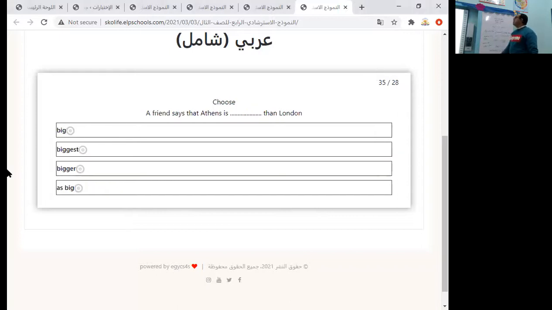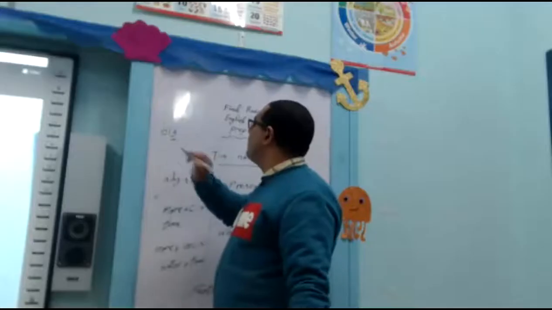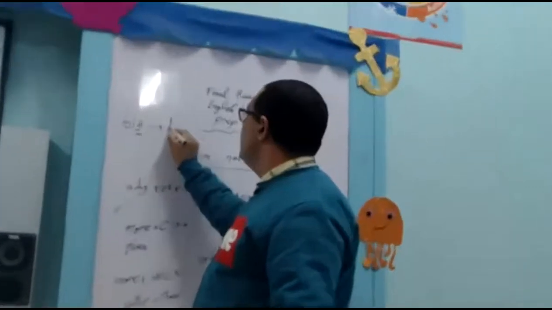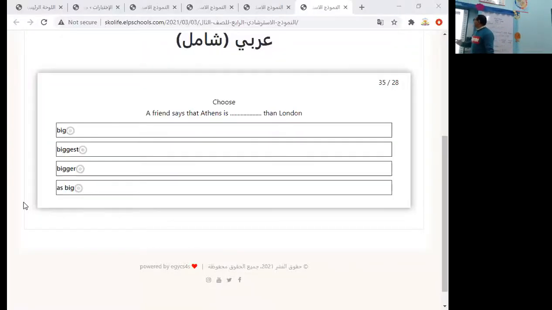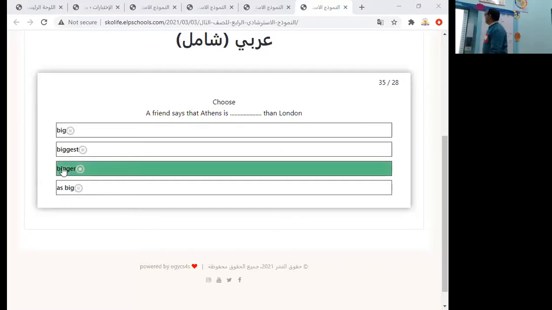It's a schedule. A friend says that Athens is space than London. Take care. We have the word then. When you make a comparison between two things with an adjective that ends with a consonant preceded by a vowel, we need to double the consonant letter. So here it should be bigger, B-I-G-G-E-R. So the answer here is: a friend says that Athens is bigger, the third one, than London.